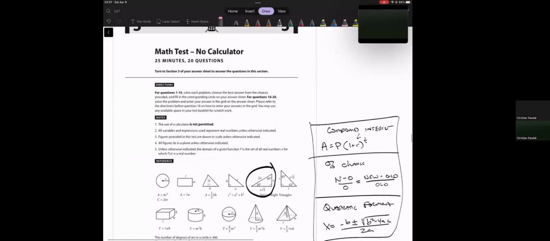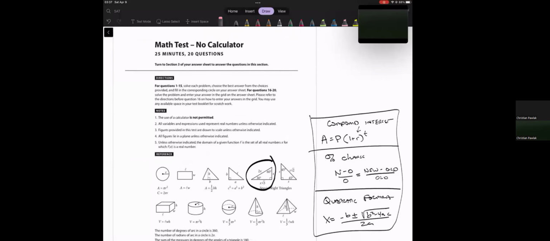Okay, good morning, everybody. So what we are going to do is go through here, section 3 of the math test. It's the no calculator section.